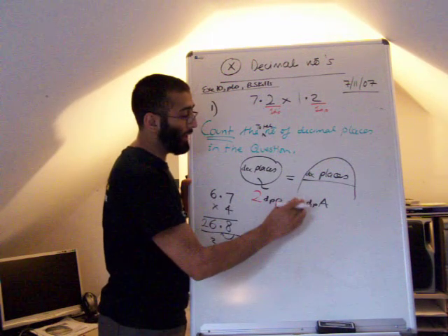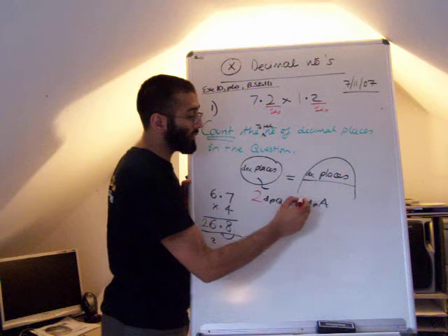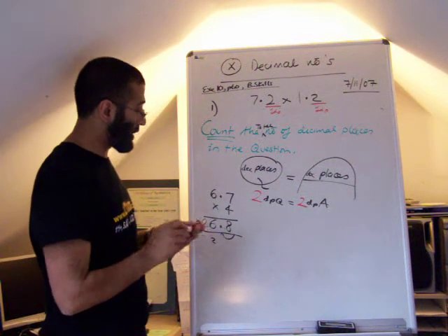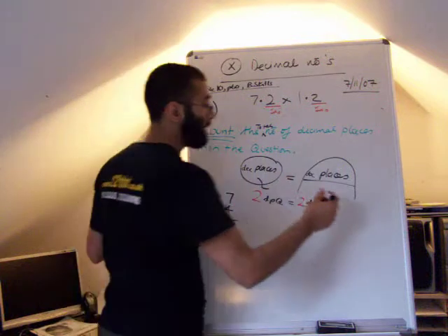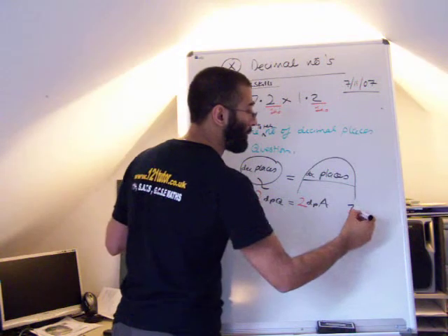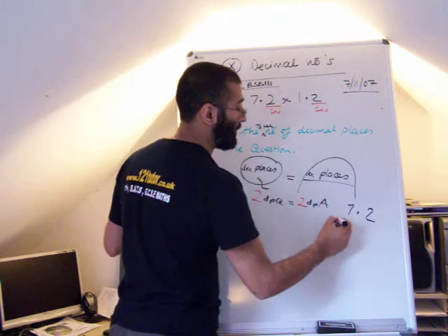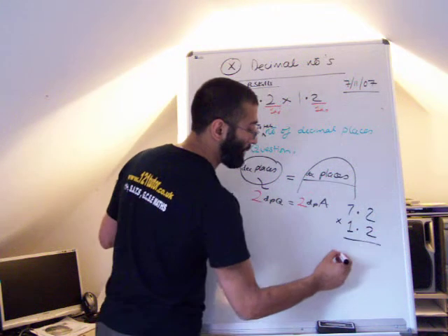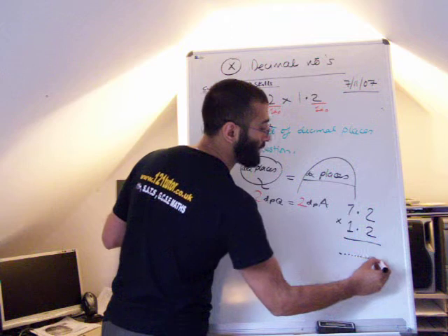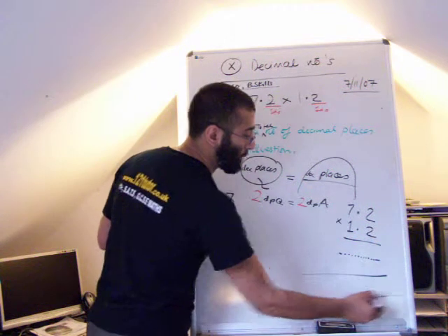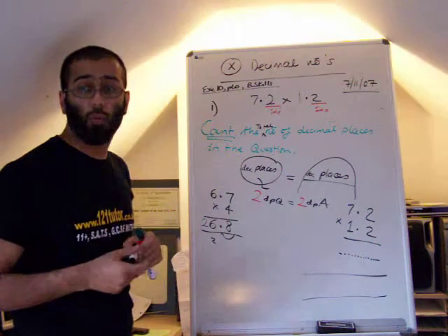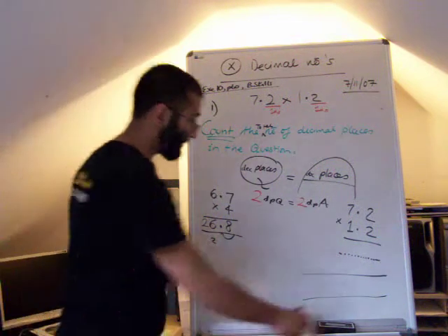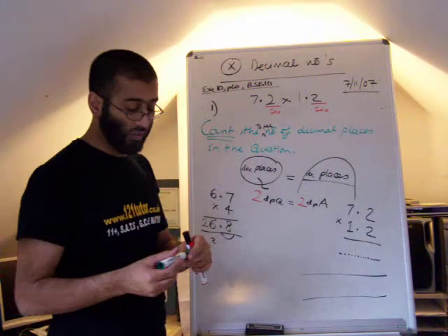So that means we will have in our new question 2 in the answer. So let's do that question on this side. So we have 7.2 multiplied by 1.2. Now because this is a 2-digit question, it's going to be a long multiplication question, so we can have more parts to it. So let's do the question in the traditional fashion of a long multiplication question.